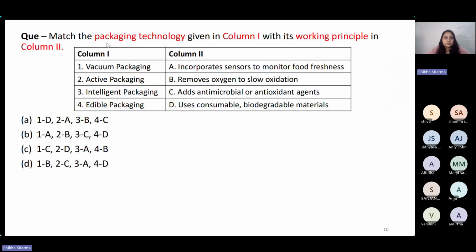Okay, let's discuss this question. We have in column 1 different packaging technologies like vacuum packaging, active packaging, intelligent packaging, and edible packaging. And in column 2, we have the working principles: A, incorporate sensors to monitor food freshness. Then B is removes oxygen to slow oxidation. Then C, adds antimicrobial or antioxidant agents. And fourth is the use of consumables like biodegradable materials. So we need to match here.